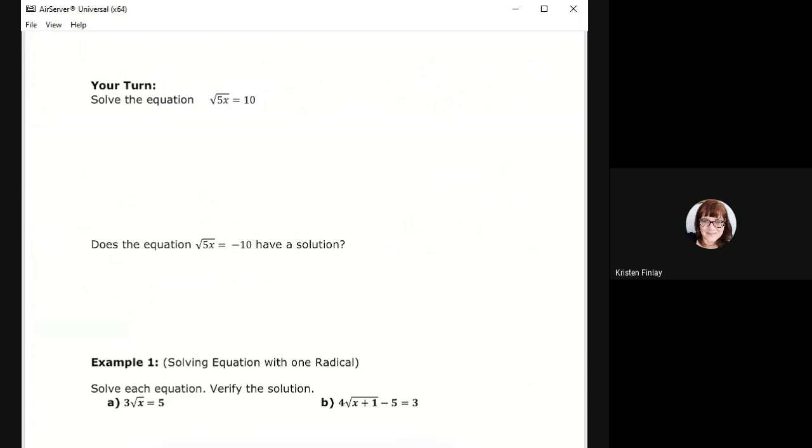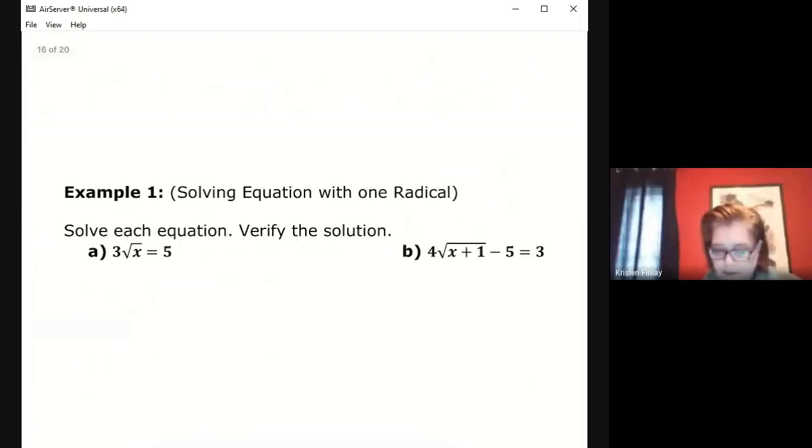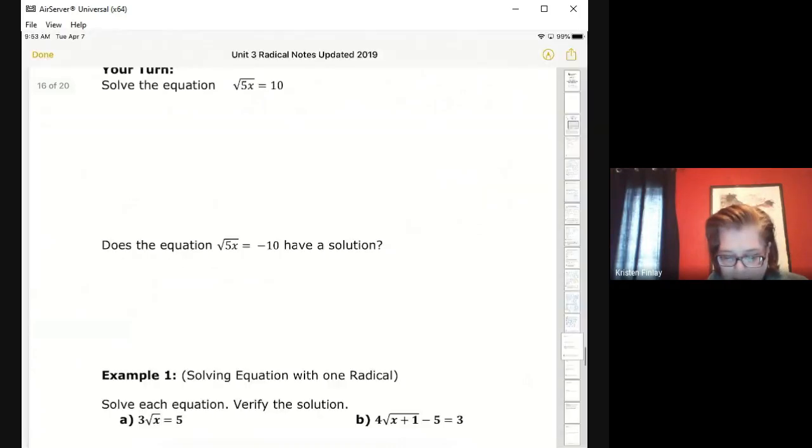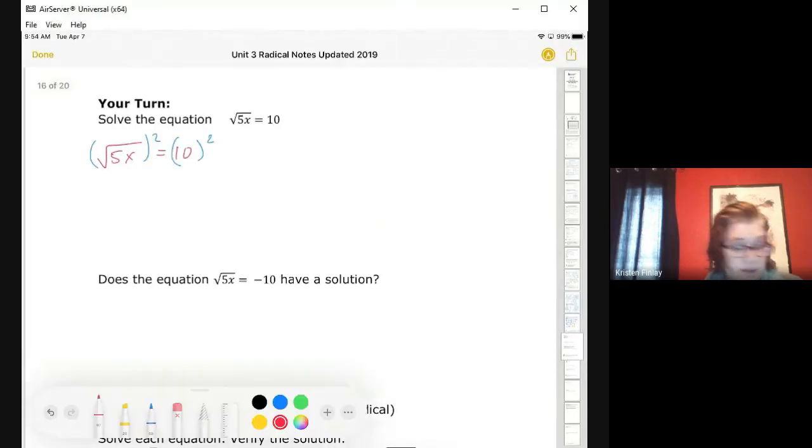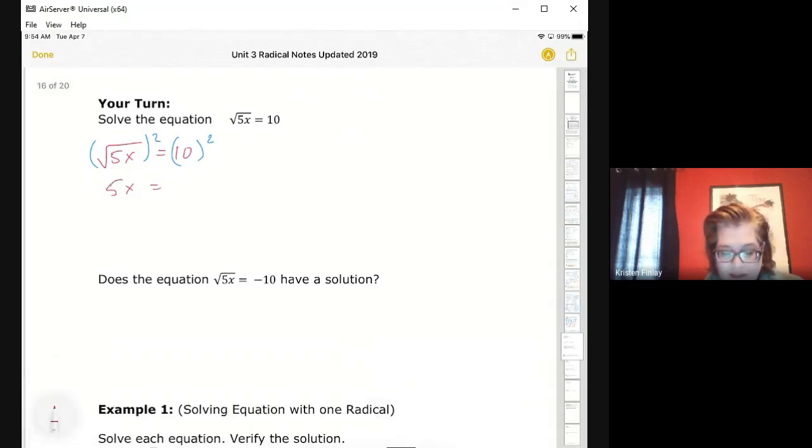And we are back. So we're going to solve the equation square root of 5x equals 10. Sorry about that, guys, I scooted my page up by accident. I have root 5x equals 10. I want to solve this, so I have to get rid of that radical. So I'm going to square both sides, doing the same thing to both sides of the equation. On the one side, the square root of 5x squared becomes 5x, and on this side, it'll be 100.